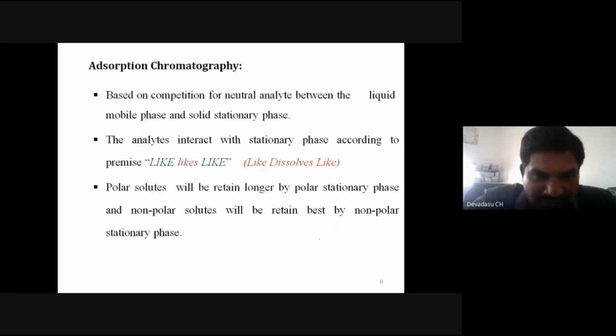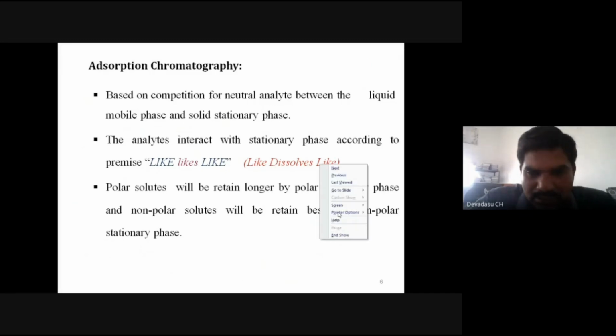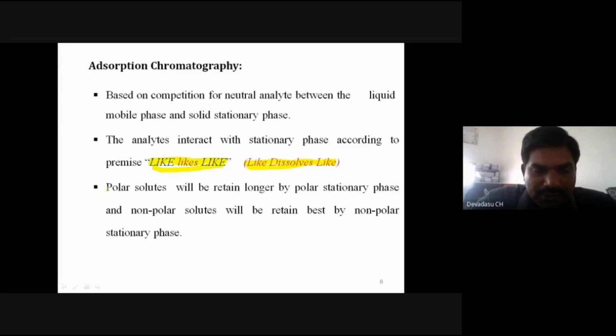We had a discussion on column chromatography before. In that, I was mentioning the separation. Here the species separate based on the premise: like dissolves like. In particular, we have to say polar solutes will be retained longer by polar stationary phases. Please meditate on this sentence: polar solutes will be retained for a longer time by polar stationary phases.